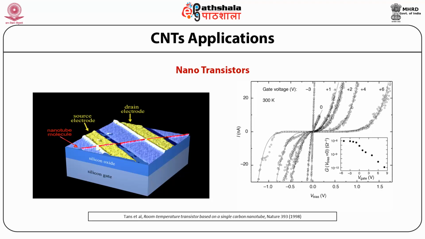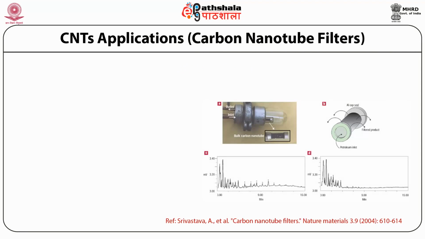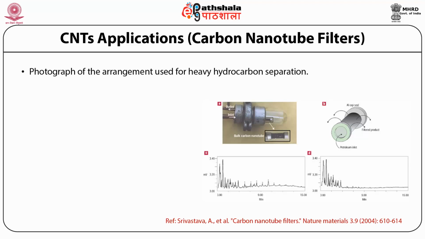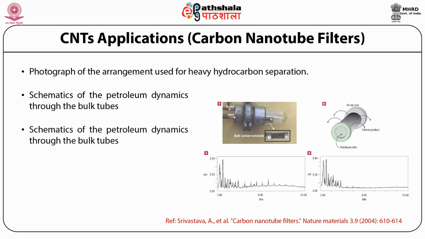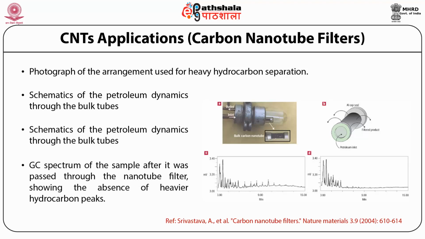CNT as channel material has been shown in the figure, and its result has been shown with varying gate and bias voltage. Let us discuss the CNT's application as filters. Photograph of the arrangement used for heavy hydrocarbon separation, and schematic of the petroleum dynamics through the bulk tube, and GC spectrum of the unfiltered product. GC spectrum of a sample after it was passed through the nanotube filter, showing the absence of heavier hydrocarbon. So this is the example.